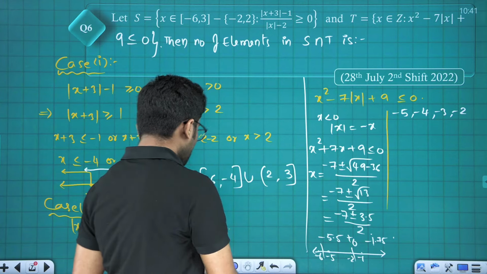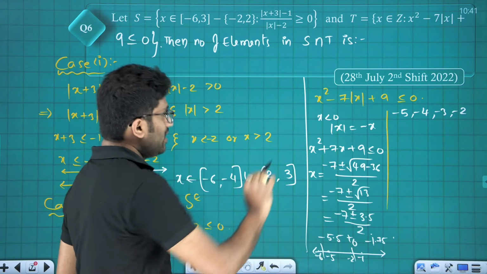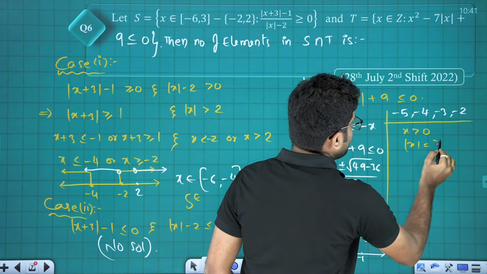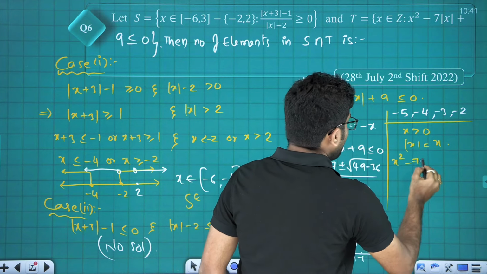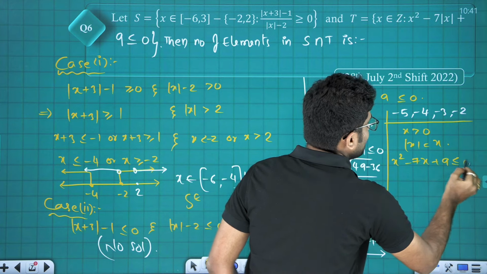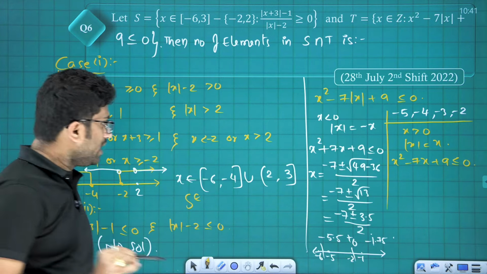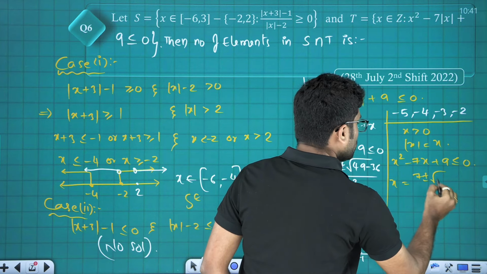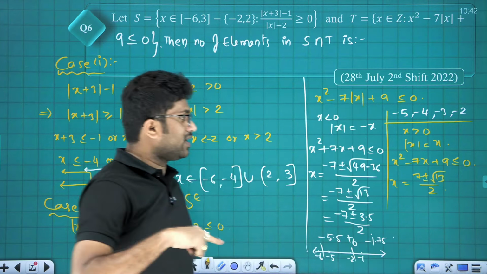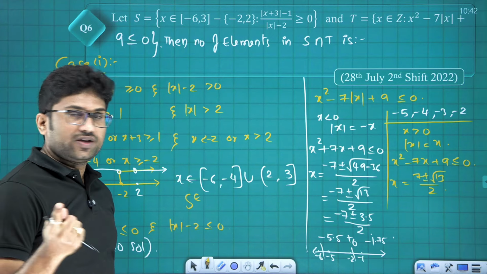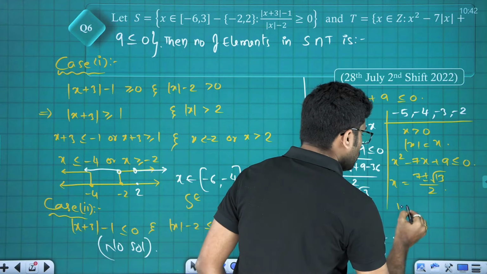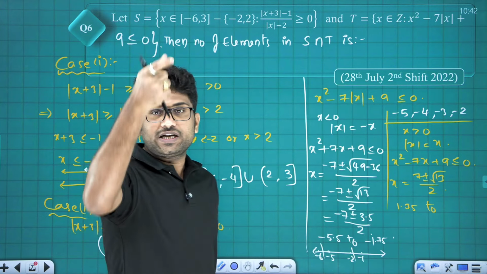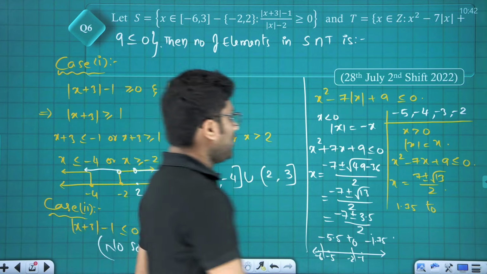Okay? Now, in the same way, suppose case 2, friends, x greater than 0, mod x is equal to plus x, no? So x square minus 7x plus 9 less than or equal to 0. Okay? Now x is 7 plus or minus root 13 divided by 2. That is 7 minus root 13, 7 minus 3.5 is 3.5 by 2, that is 1.75 something. To 7 plus 3.5, 10.5, 10.5 divided by 2 is 5 point something.